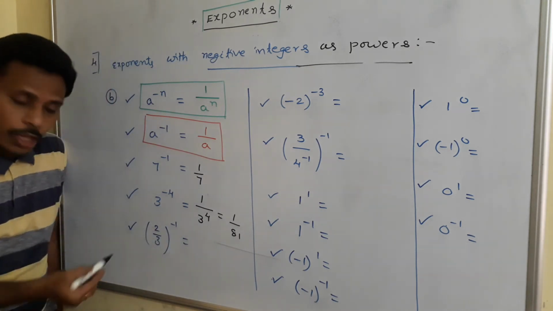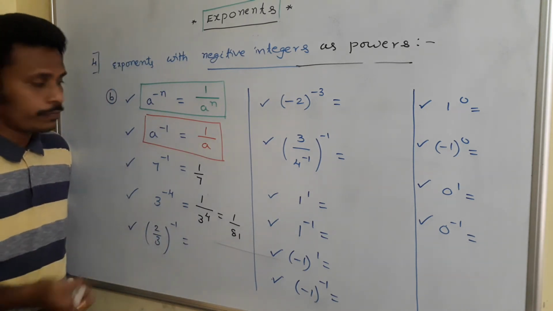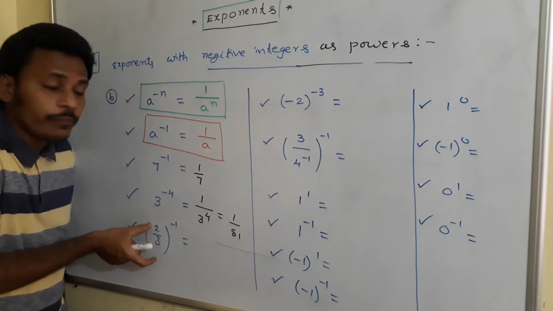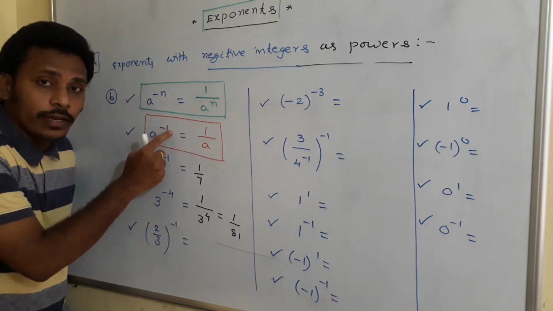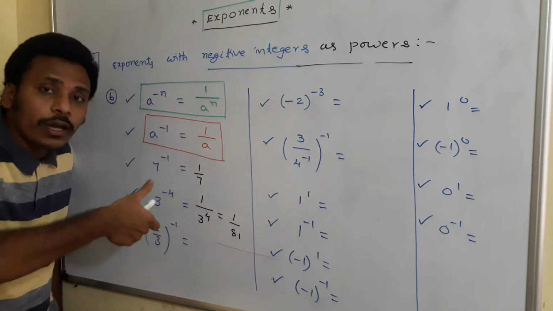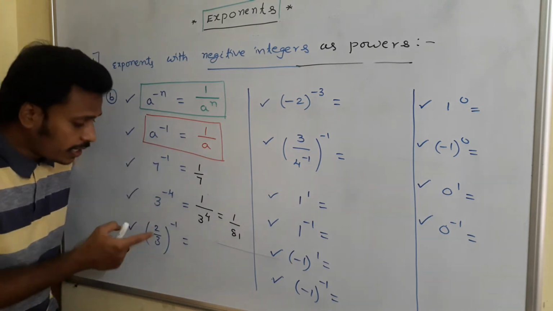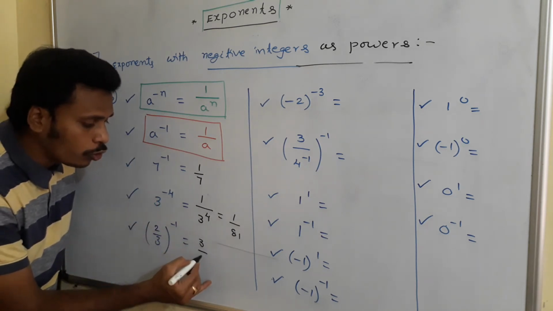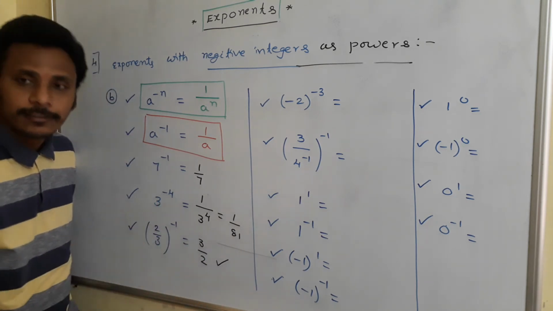Right? And the next thing, 2 by 3 power minus 1. Power is minus 1 and the base is 2 by 3. If the power is minus 1, then you just reciprocal the base and write your answer. Here the base is 2 by 3, right? Reciprocal of the 2 by 3 is 3 by 2. So that is your answer at the end.